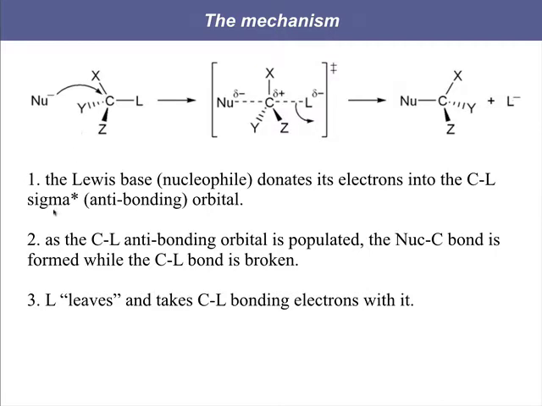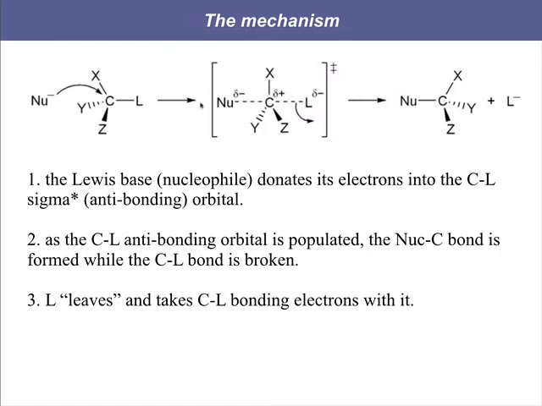Okay, second step. As the carbon leaving group antibonding orbital is populated, the nucleophile carbon bond is formed while the carbon leaving group bond is broken. So we are forming this bond from the nucleophile to the carbon, and we would get to a transition state that looks something like this. So as the nucleophile carbon bond is being formed, the carbon leaving group bond is being broken. There's a couple reasons for this.